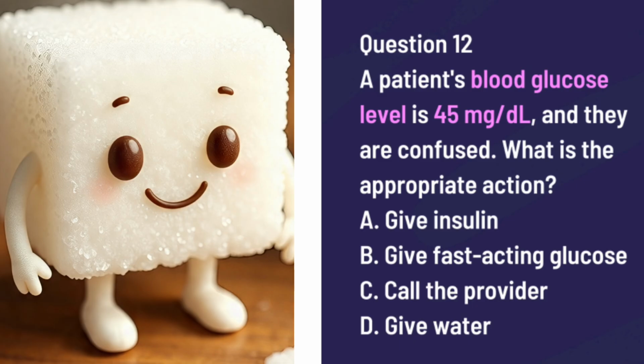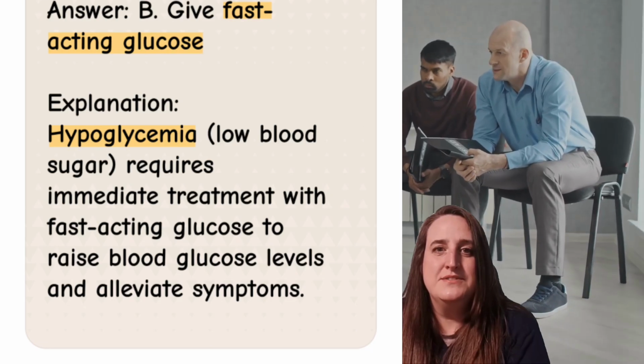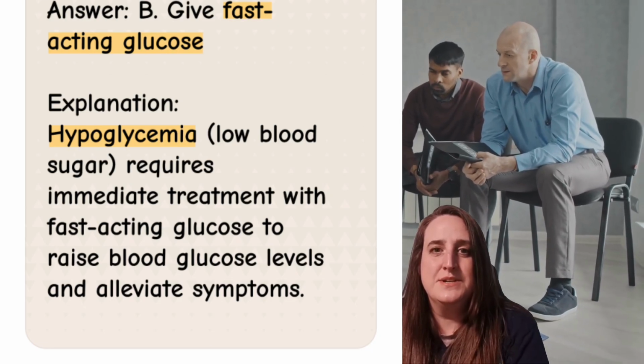Question 12, diabetic emergencies. A patient's blood glucose level is 45 mg/dL and they are confused. What is the appropriate action? A, give insulin. B, give fast-acting glucose. C, call the provider. D, give water. B, give fast-acting glucose. Hypoglycemia is life-threatening. Treat immediately.